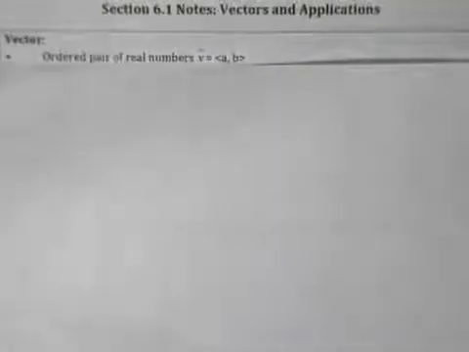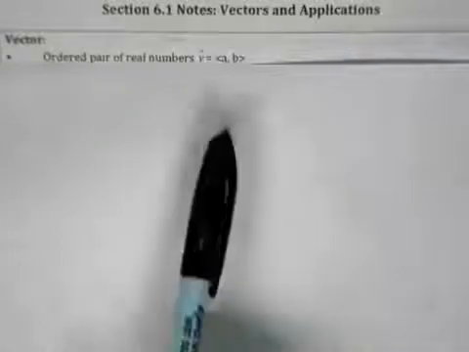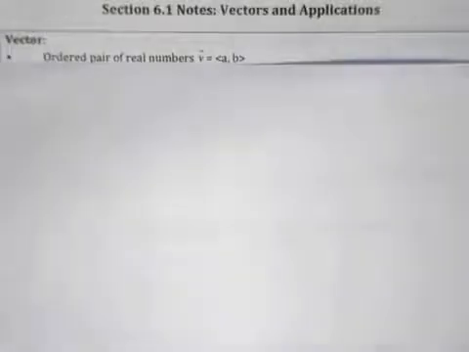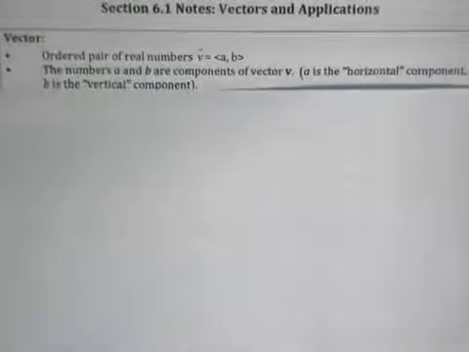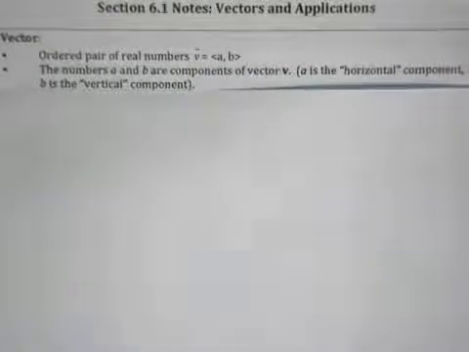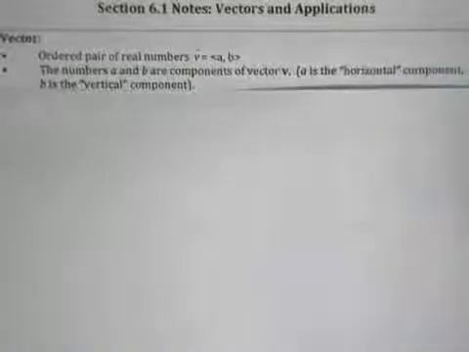So first, a vector is an ordered pair of real numbers, A, B. And you'll see in some textbooks the notation for vector, they'll write the V bolded, and sometimes they'll write the V with the arrow on top of it, and they mean the exact same thing. And the numbers A and B are components of the vector. A is the horizontal component and B is the vertical component.